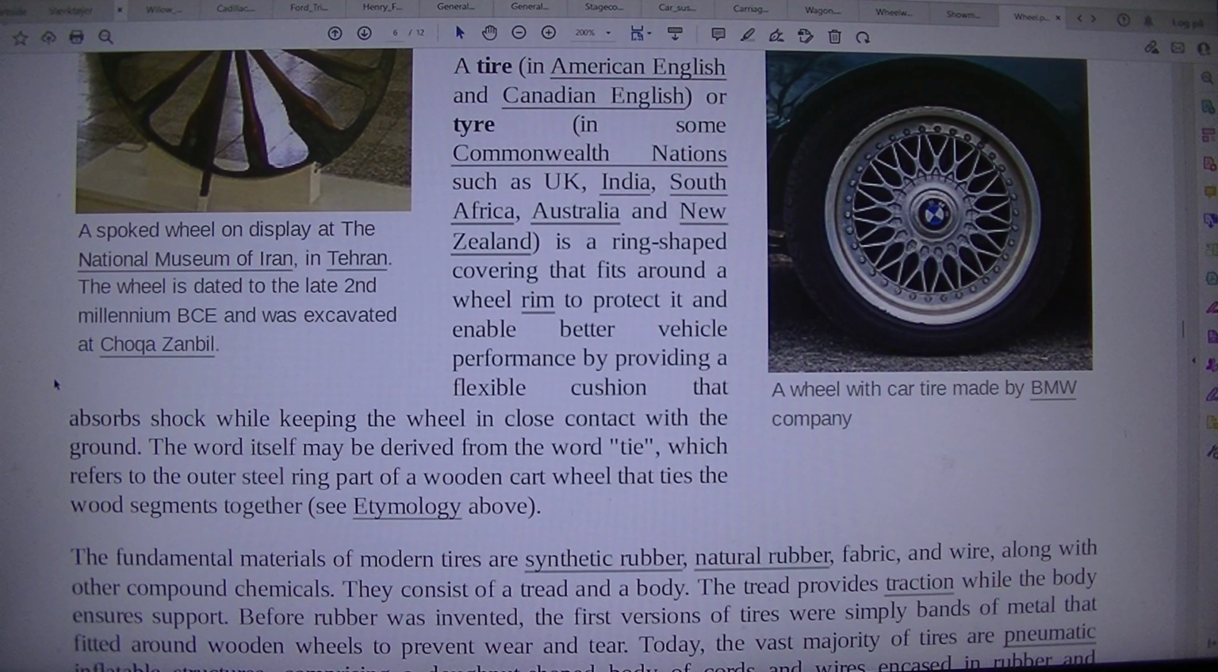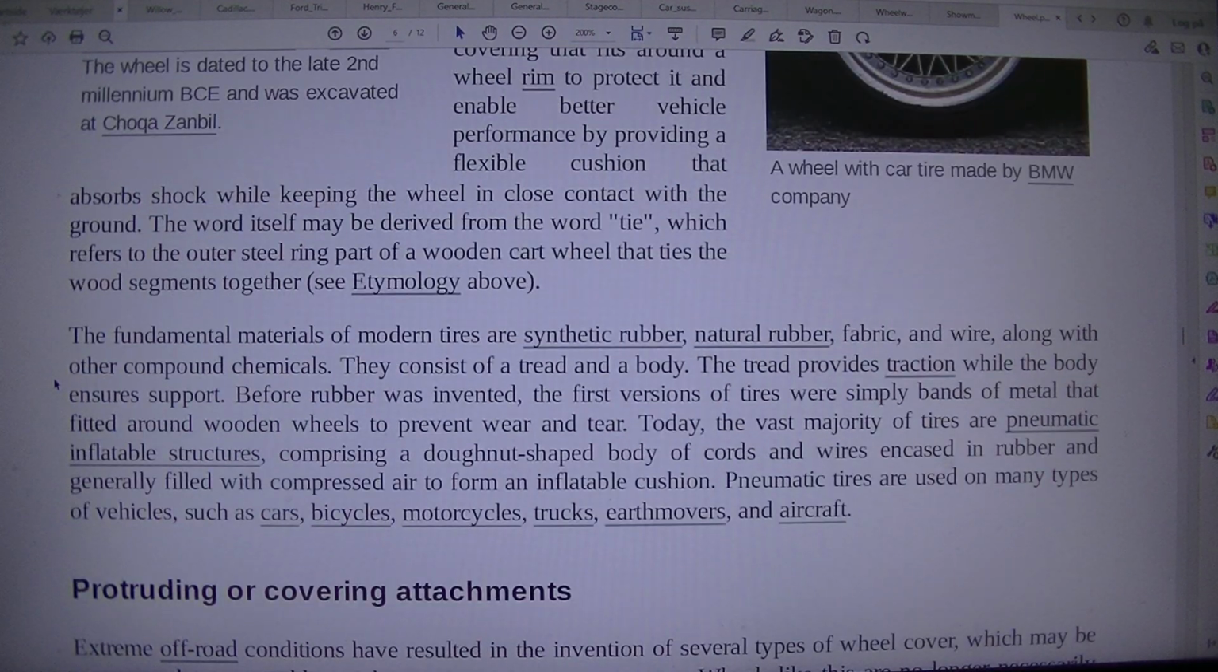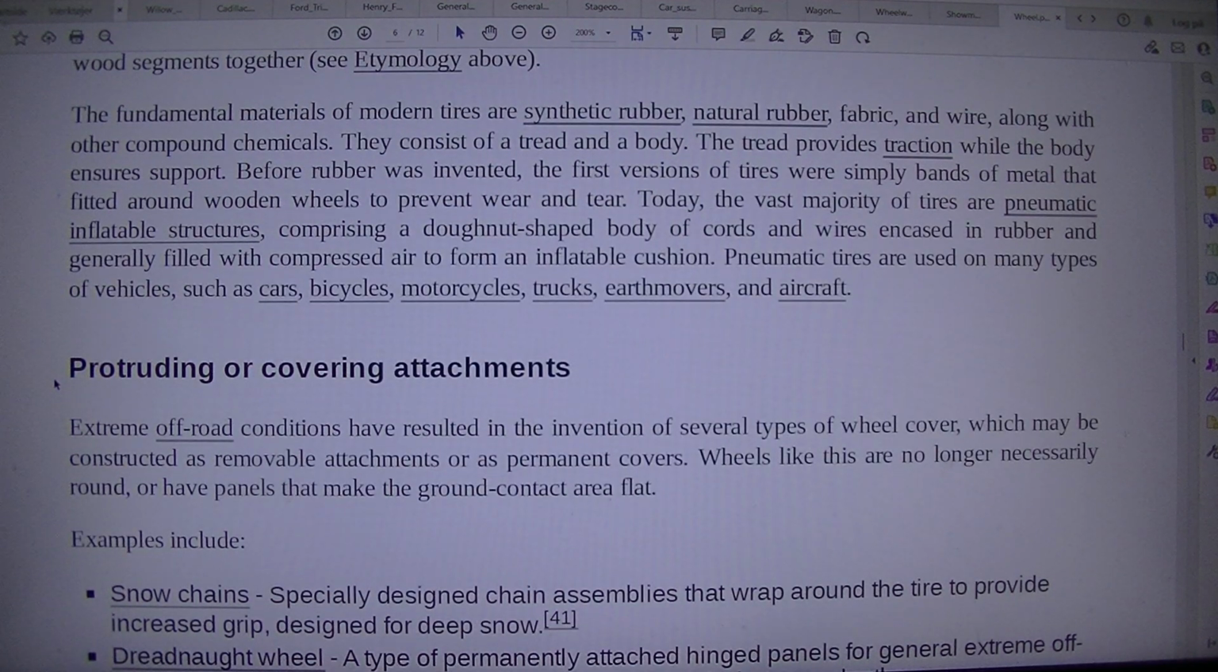Before rubber was invented, the first versions of tires were simply bands of metal that fitted around wooden wheels to prevent wear and tear. Today, the vast majority of tires are pneumatic inflatable structures, comprising a donut-shaped body of cords and wires encased in rubber and generally filled with compressed air to form an inflatable cushion. Pneumatic tires are used on many types of vehicles, such as cars, bicycles, motorcycles, trucks, earth movers, and aircraft.